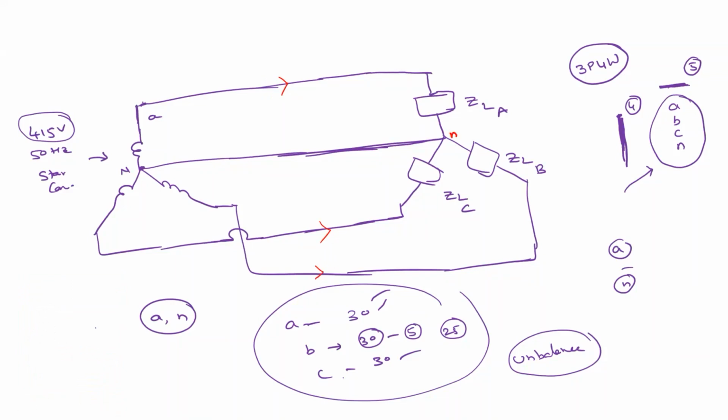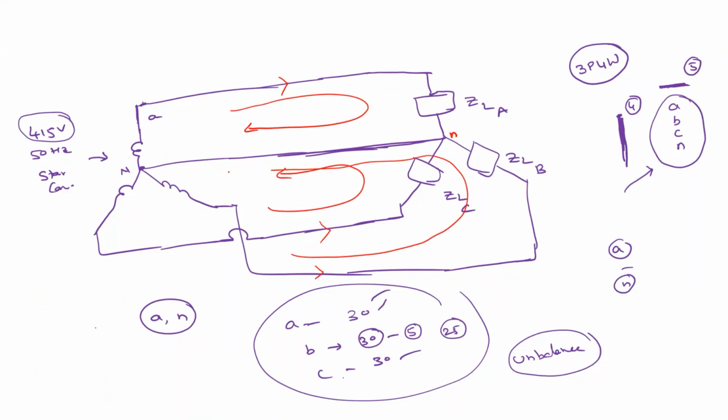Now where is the return path for this? This is A phase, and this current is flowing like this, agree? And this B phase current is flowing like this. This is the return path, and this C phase current is flowing like this. In other words, this neutral will act as a return path for all the phases.